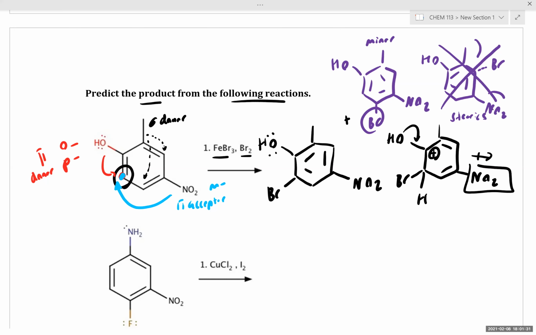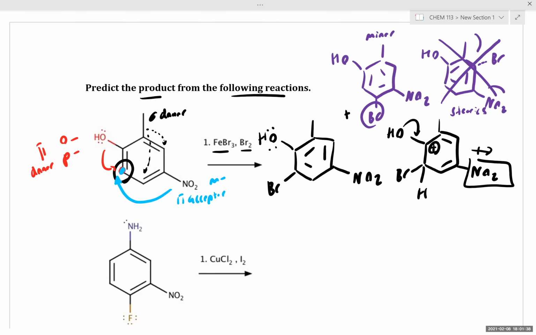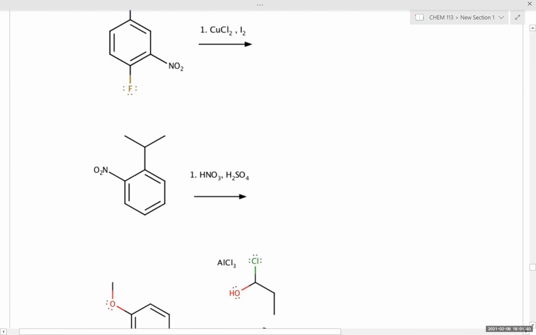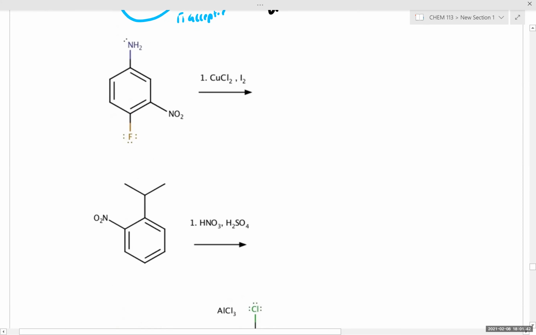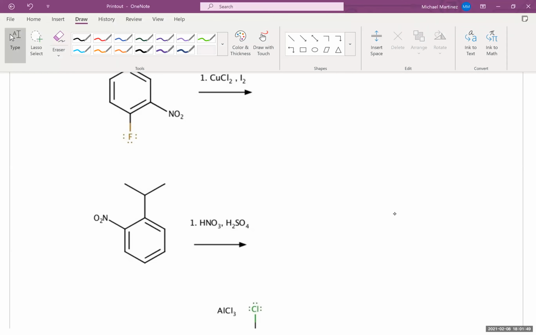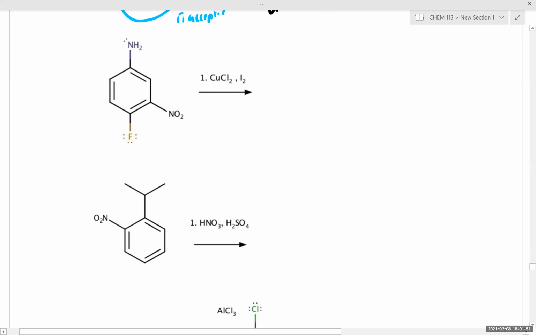Does this first example make sense? Yes, thank you. Okay, so let's take a look at the following two examples, and let's try to draw and predict the products for these two reactions. And don't be shy to share your responses as a photo in the chat.